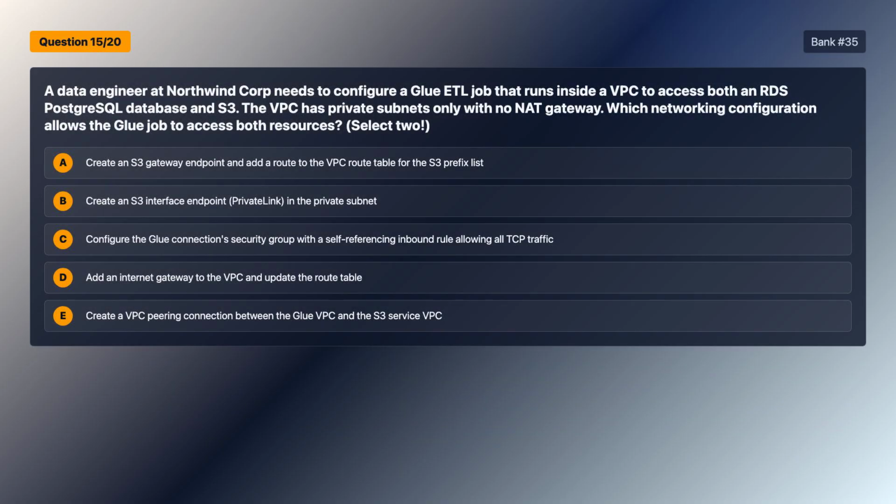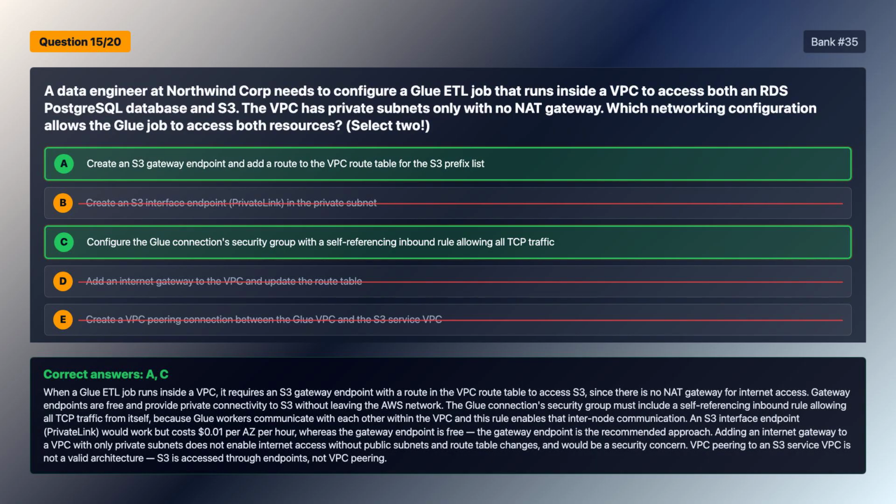Question 15. A data engineer at Northwind Corp needs to configure a Glue ETL job that runs inside a VPC to access both an RDS PostgreSQL database and S3. The VPC has private subnets only with no NAT gateway. Which networking configuration allows the Glue job to access both resources? Select 2. Review the answer choices on screen. The correct answers are option A and option C.